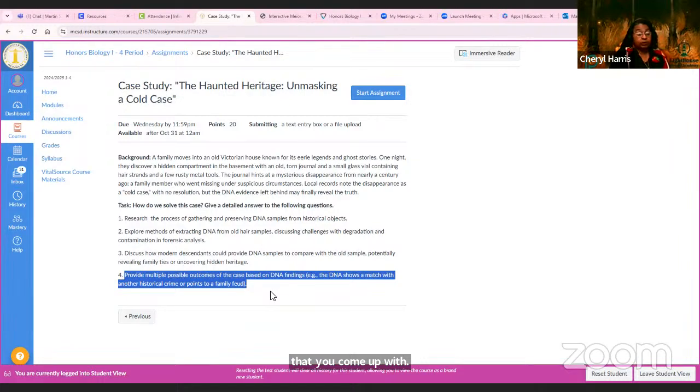All right. So you need to have 4 pieces of information in your document when you send it. And again, it says detailed information. Be as detailed as you can. In other words, 1 or 2 sentences on each of these is not going to cut it.